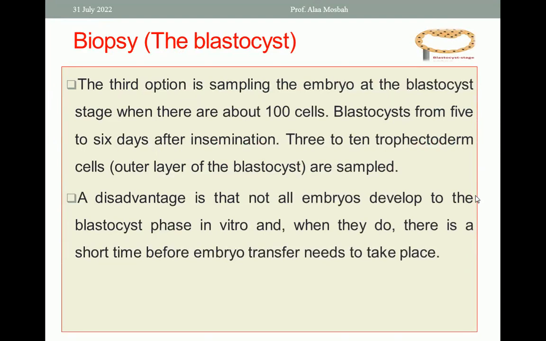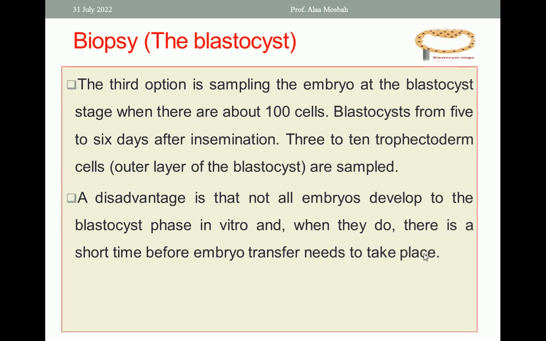The third biopsy can be taken from the blastocyst. This is the third option: sampling the embryo at the blastocyst stage, when there are about 100 cells, as in this picture. Blastocyst is from 5 to 6 days after insemination.